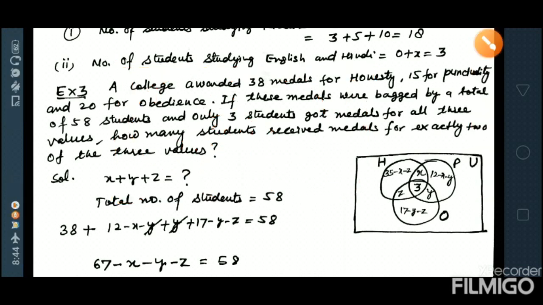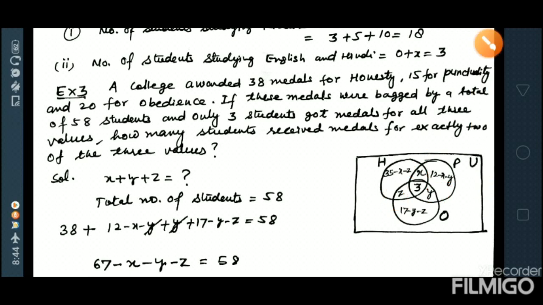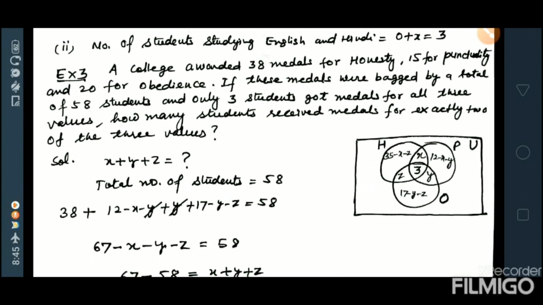Now take here it is x, it is y, it is z. Now we have to find x plus y plus z, which is how many students received exactly 2 of the 3 medals. Exactly 2 of the 3 medals means here x plus y plus z. The total number of students is 58, and this total must be equal to 58.